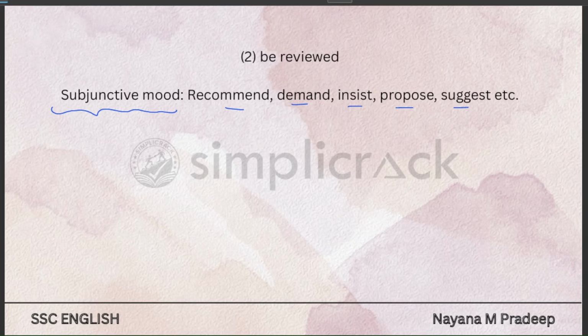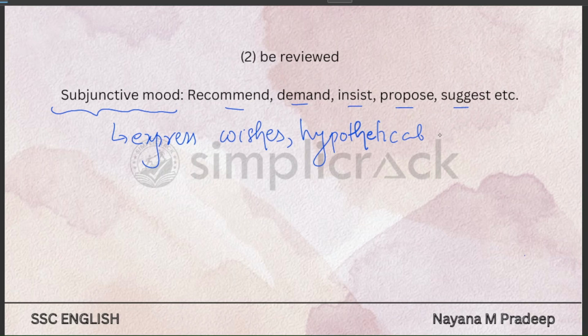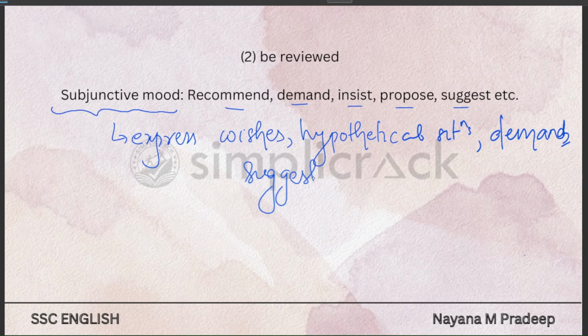What does it mean by subjunctive mood? It is a verb form that is used to express wishes, hypothetical situations, demands, or suggestions. And they mostly contain strong verbs like recommend, demand, insist, propose, suggest, etc.